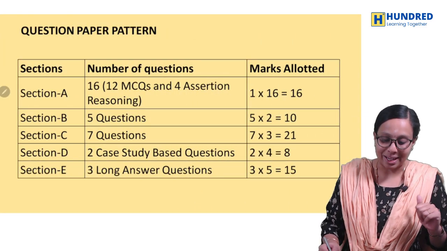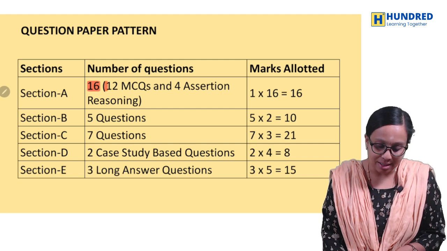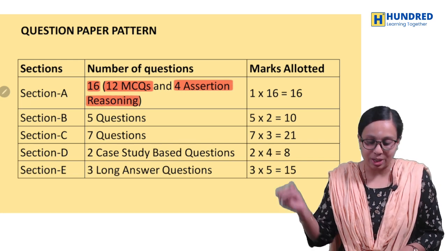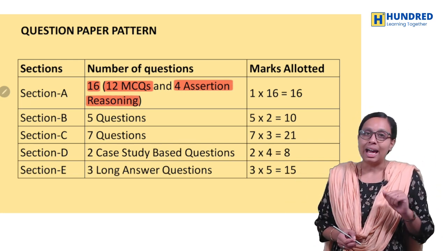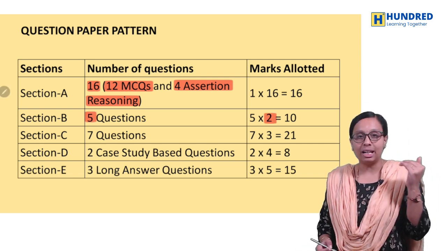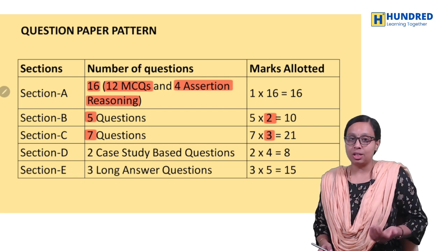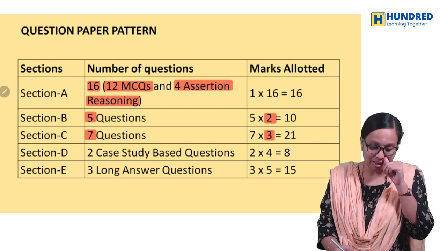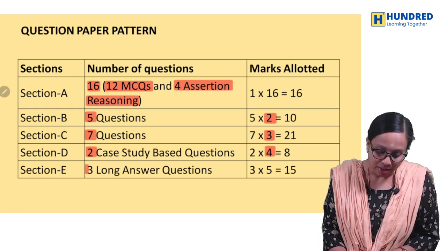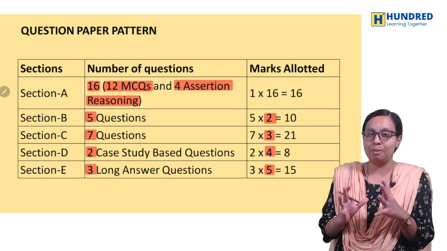We are all aware of the question pattern. In section A, we have 16 questions, out of which 12 will be MCQs, that is multiple choice questions, and then 4 assertion and reasoning. Each question carries 1 mark. In section B, we have 5 questions and each carries 2 marks. Then comes section C, 7 questions, each carrying 3 marks. In section D, you have 2 case study based questions, each carrying 4 marks. And finally, we have 3 long answers, which carry 5 marks. So totally, we'll be writing a paper for 70 marks. This is the question paper pattern.